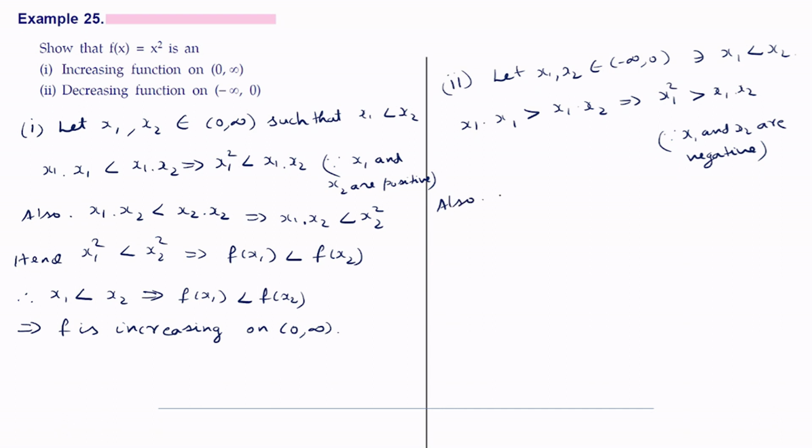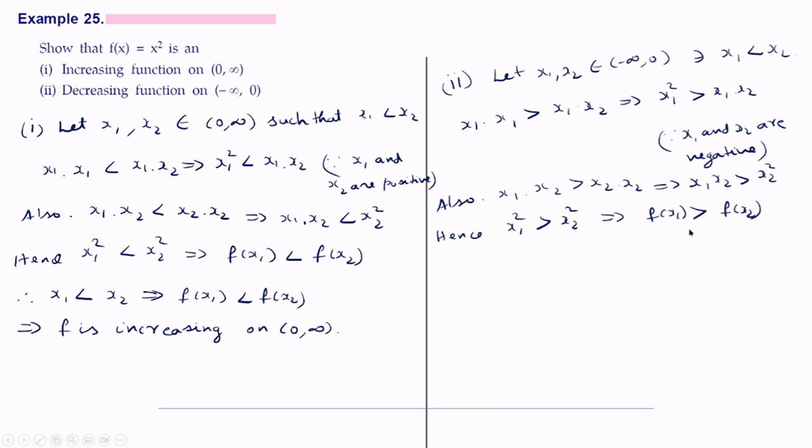Also, now let us multiply both sides with x2. x1 into x2 again will be greater than x2 into x2. This implies x1 x2 greater than x2 square. So from these two we can see that hence x1 square greater than x2 square, which implies f of x1 greater than f of x2. So we started with x1 less than x2, but we got f of x1 greater than f of x2. Hence f is decreasing on this interval minus infinity, comma 0.